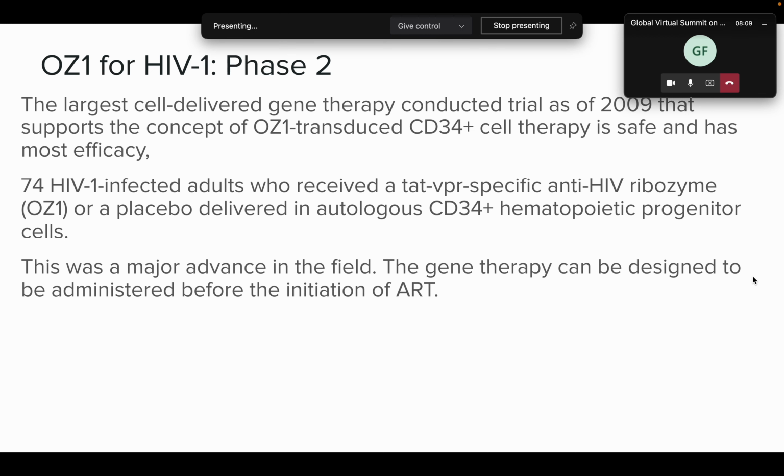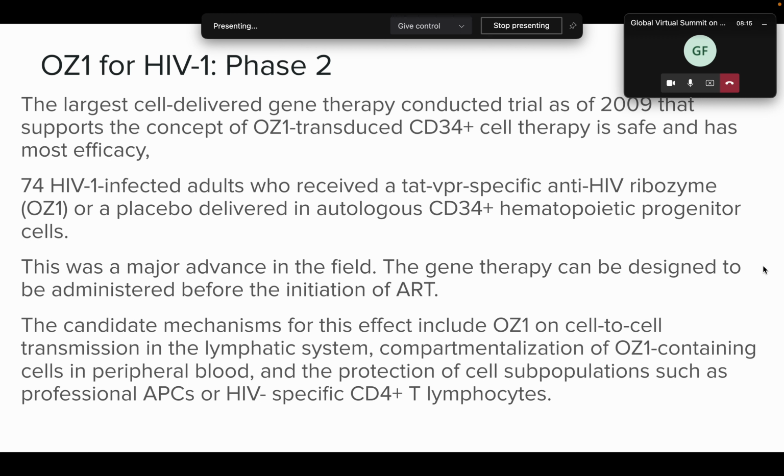The gene therapy can be designed to be administered before antiretroviral therapy. So the candidate mechanism for this effect that included OZ1 was the cell-to-cell transmission in the lymphatic system. So there was a compartmentalization of OZ1 containing cells in peripheral blood, and then the protection of the cell subpopulations, such as the professional antigen-presenting cells or HIV-specific CD4 T lymphocytes.